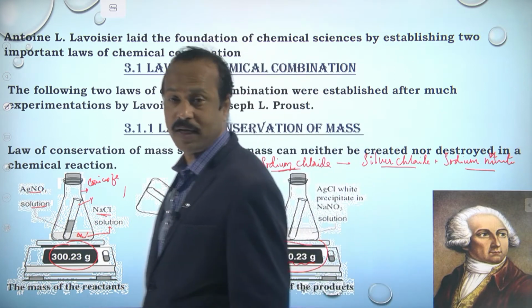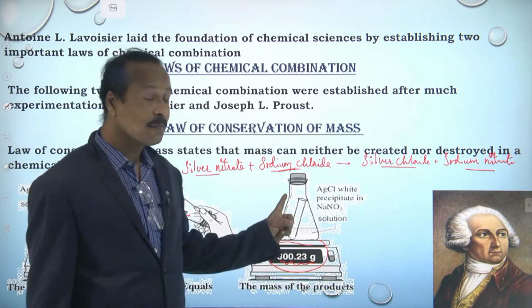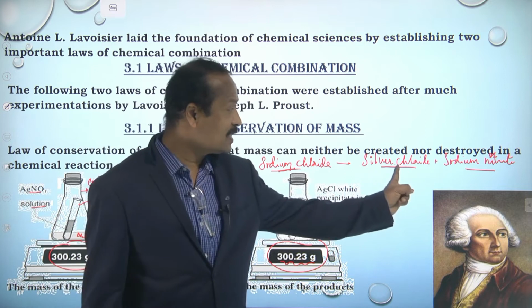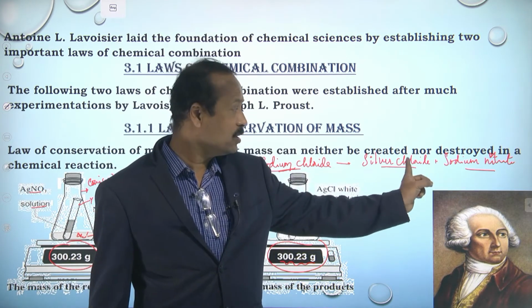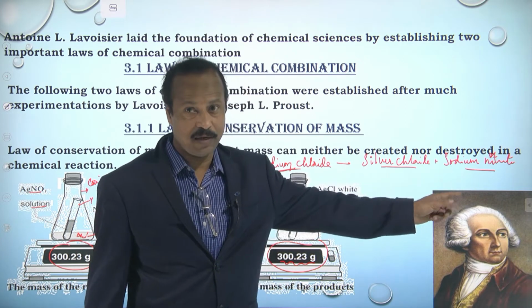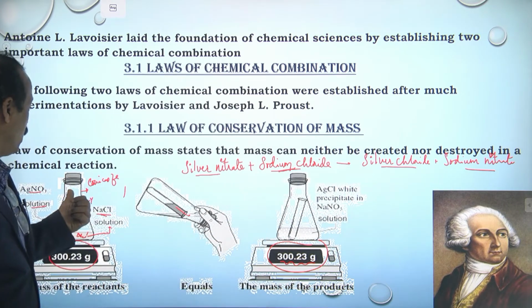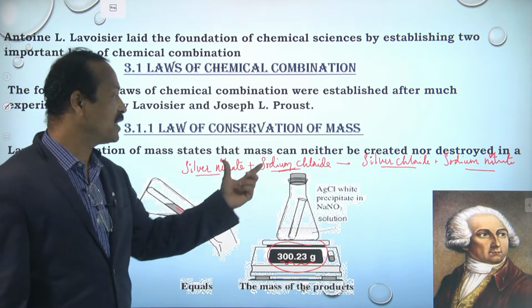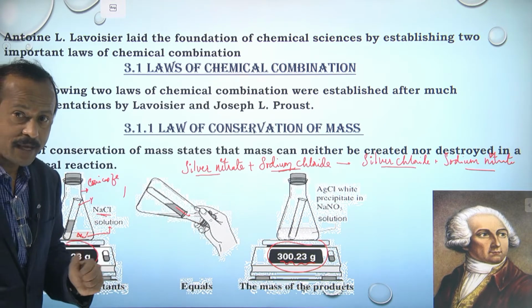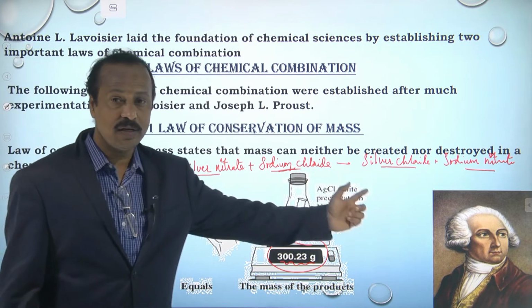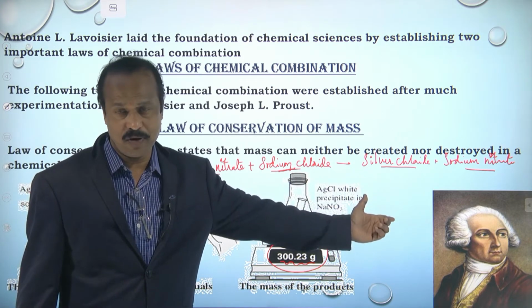Only 300.23 I can find here. Okay. But what are the products inside? Now the products inside are silver chloride and sodium nitrate. But actually, initially when I have taken, what are the reactants? Silver nitrate and sodium chloride. I have taken the two different reactants. Now I got the different products, new products I got.